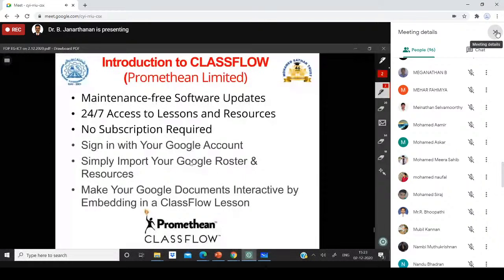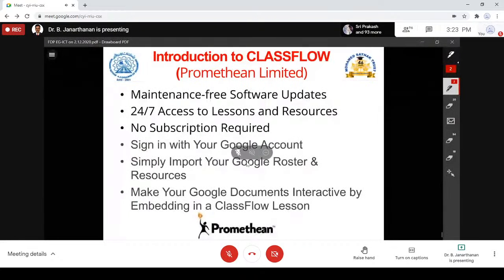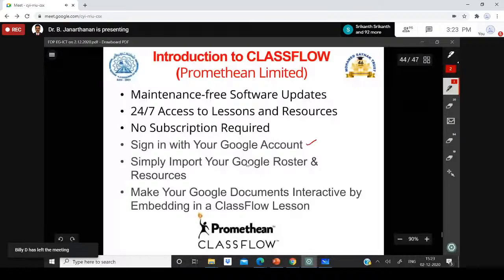No subscription is required, and you sign in with your Google account. If you have a Google account, you can sign in to ClassFlow without even having a separate login. Then simply import your Google roster and resources. That means students, whoever is on roll, you can import to ClassFlow, and resources also you can import from Google Classroom. Then make your Google documents interactive by embedding them in a ClassFlow lesson plan. So you can access Google from ClassFlow, or you can add this ClassFlow in Google Classroom. Both I'll show you now.